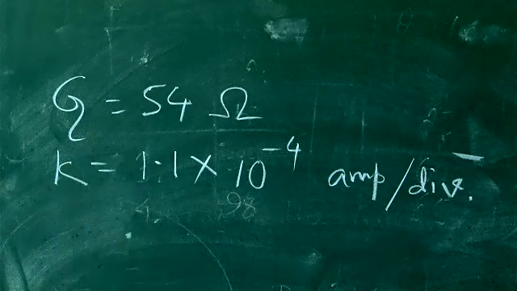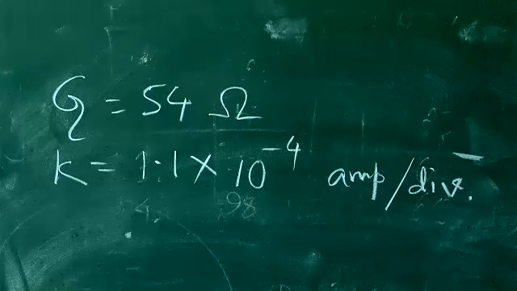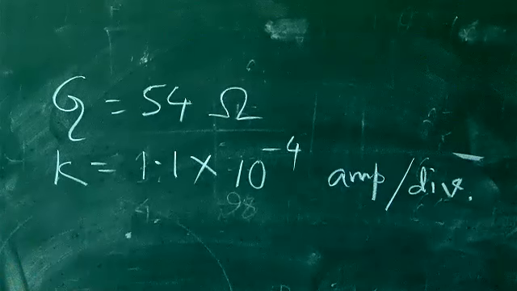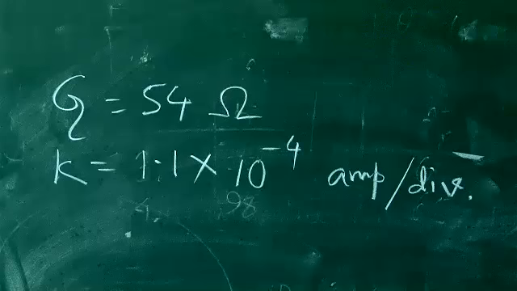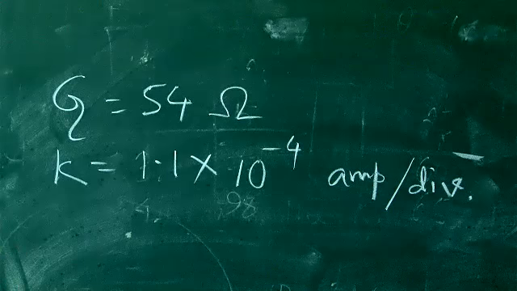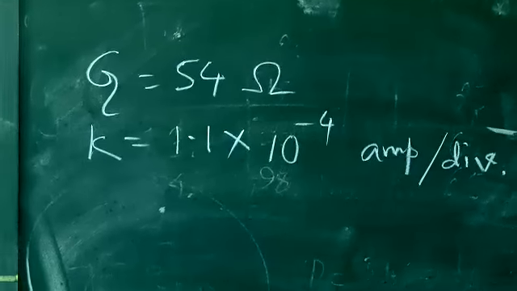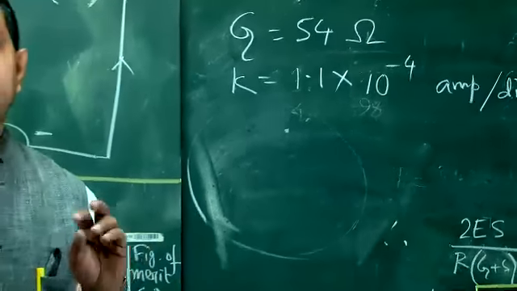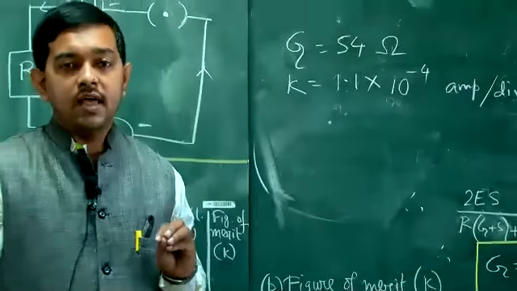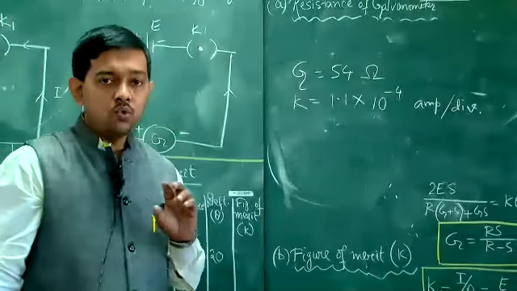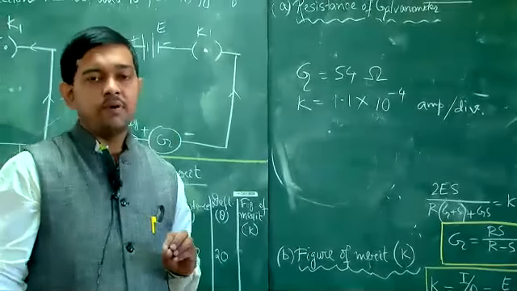So these are the values. Whenever you do the experiment and get the readings, you can match the values with these. These are the standard values for these instruments which are available in the lab. So this is all about this experiment. In this experiment we can find out the resistance of a galvanometer as well as the value of the figure of merit. These are the two purposes we are achieving with the same experiment.